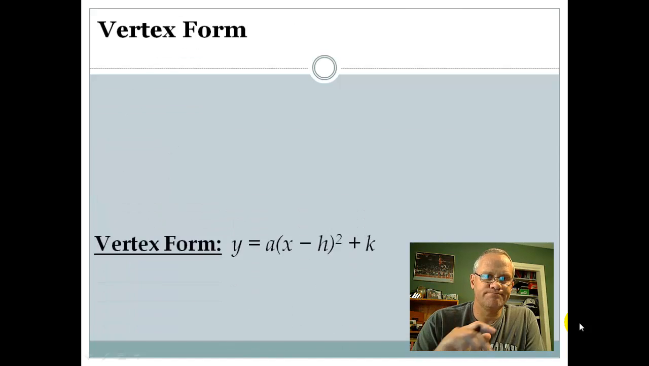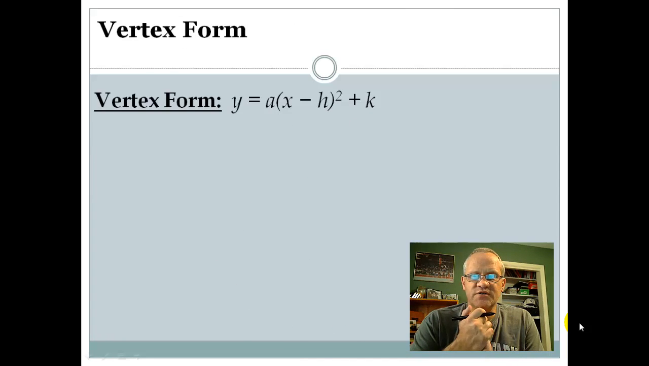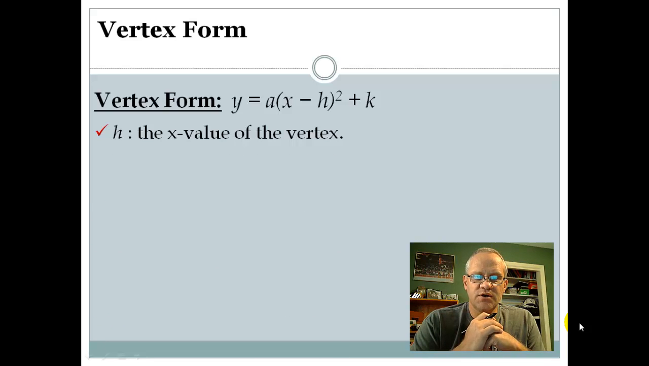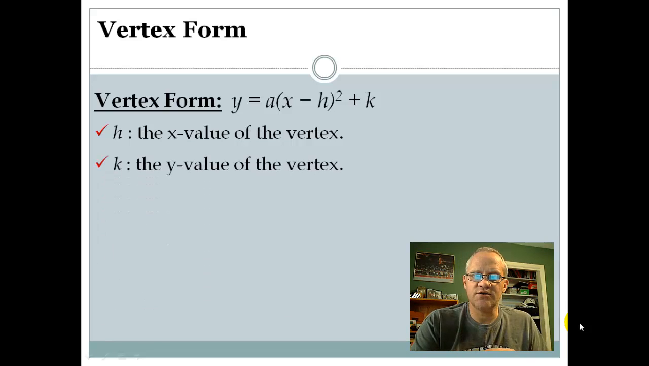All right, vertex form. Here's vertex form. If you didn't write it down before, write this down. Y equals a, and then parentheses x minus h, close parentheses squared, plus k. That should look kind of familiar. We've talked a little bit about this before. In this form, h is the x value of the vertex. So if that was x minus 3 in the parentheses, 3 would be the x value of the vertex. And then k is the y value of the vertex. So if that was plus 4, then the y value of the vertex would be 4.